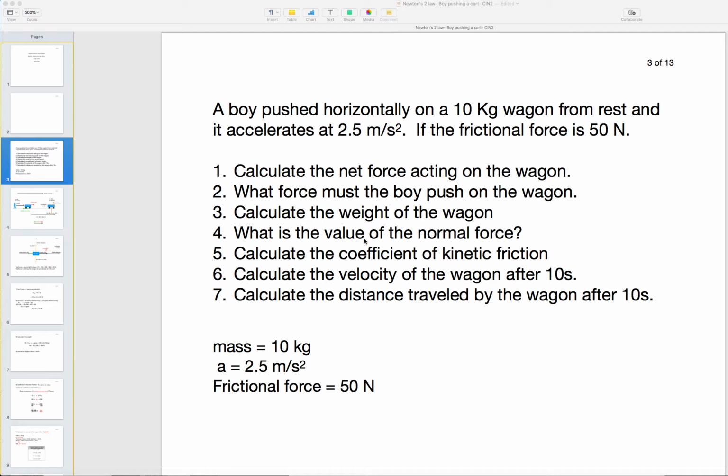So let me start. It says here we have a boy pushing horizontally on a 10 kilogram wagon from rest, and it accelerates at 2.5 meters per second squared. If the frictional force is 50 Newtons, the first question is: calculate the net force acting on the wagon.